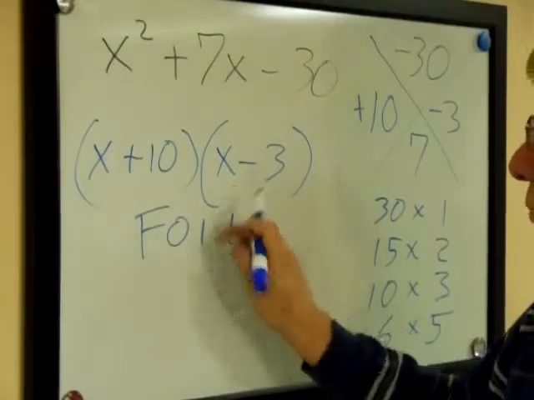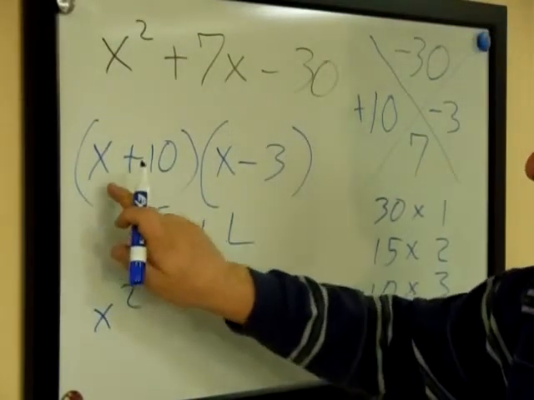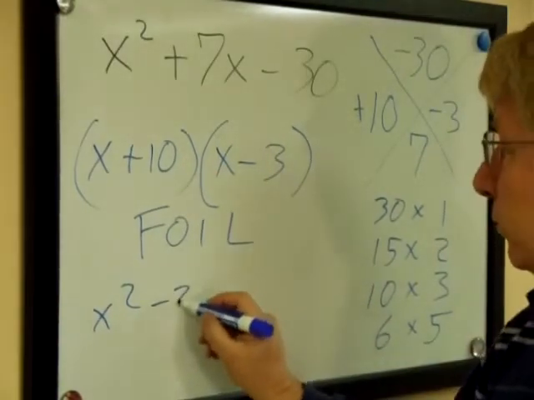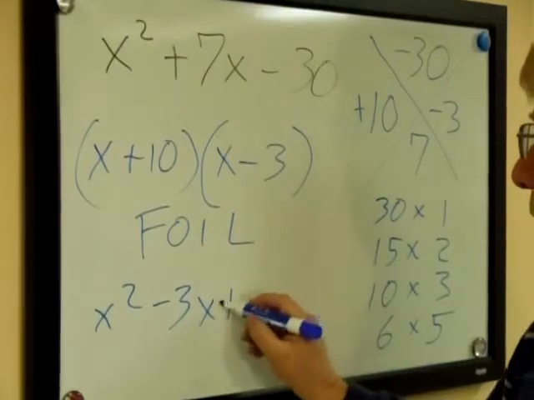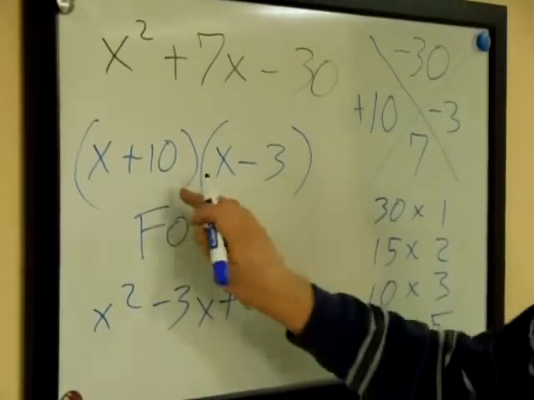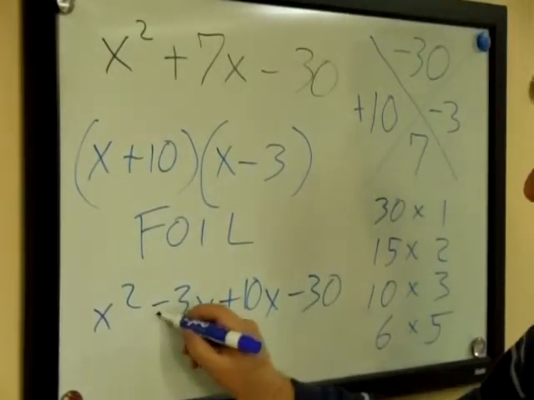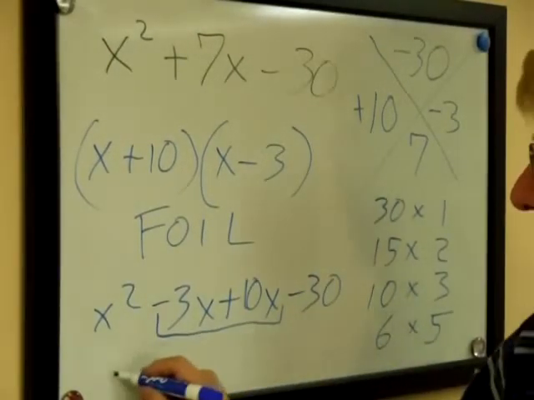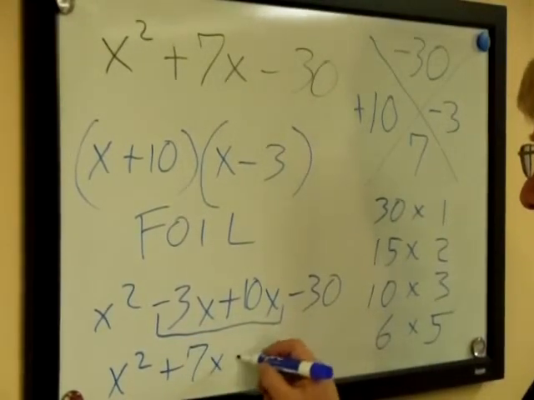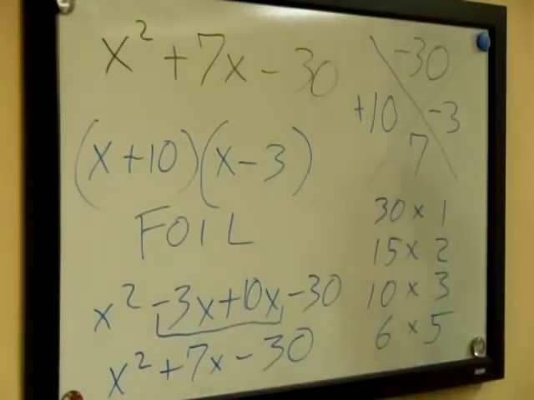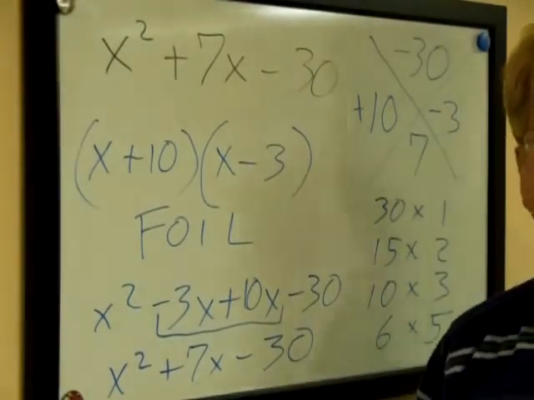Use the first terms, x times x is x squared. The outer terms, which would be x and minus 3, minus 3x. The inner terms, which would be 10 and x, 10x. The last terms, which would be 10 and minus 3, minus 30. Now I can combine these two like terms, and I end up with x squared plus 7x minus 30, which lo and behold is the original expression. And there we have it.